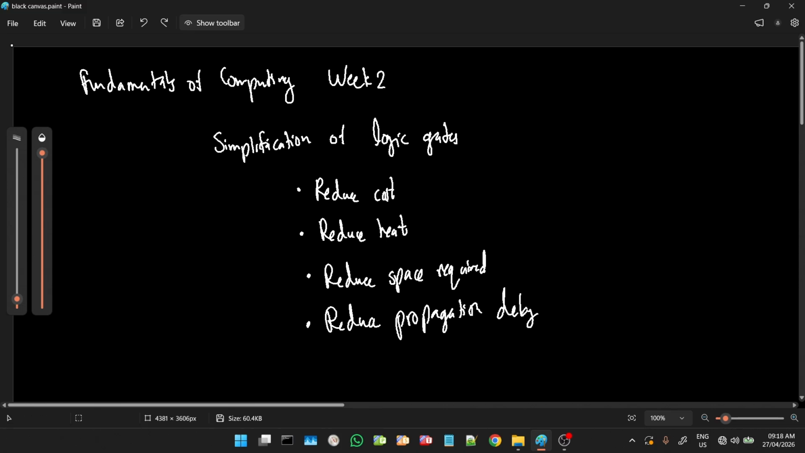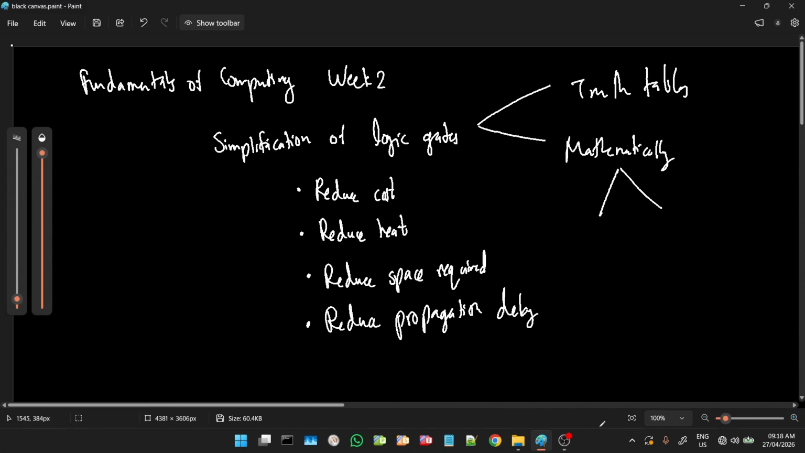So how do we simplify our logic gates? Well, there are two different ways. One, we can use truth tables, or we can do it mathematically. Using truth tables is essentially we mark all the values and then we draw for each and every single one of them. But instead of doing that, we can simplify the logic gates mathematically using either Boolean algebra, which we learned in mathematics for computing, or we can use something very interesting known as K-maps.